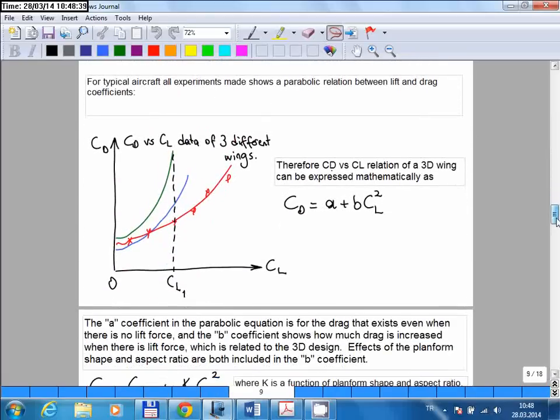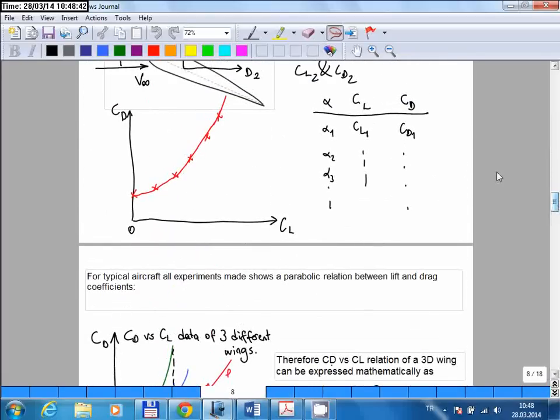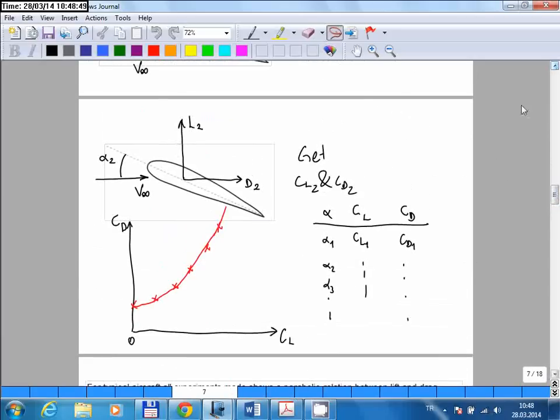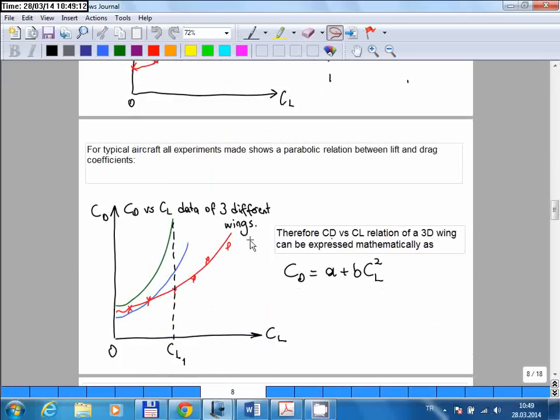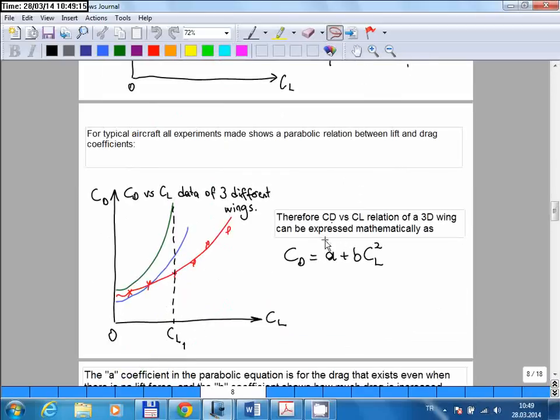Okay, and I said that this dependence is known to be quadratic. This is known from many experiments performed, and also some theoretical analysis, which I didn't explain. But what you need to know for this course is that the drag coefficient changes with the square of the lift coefficient. And if you plot the data on a graph, you get such a parabolic relation, and you can express such a parabola with this equation.